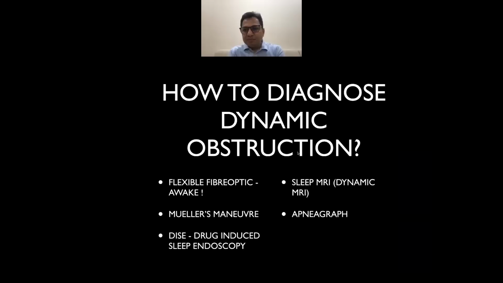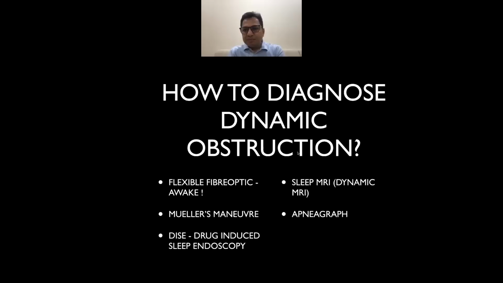Third is drug-induced sleep endoscopy. So you take the patient into the OR, induce sleep, and then you see inside. Fourth is a sleep MRI or a dynamic MRI. You put the patient to sleep inside an MRI gantry and see what is happening. And fifth is an apnea graph. Apnea graph is a tool. I'll discuss these two things at the very last.